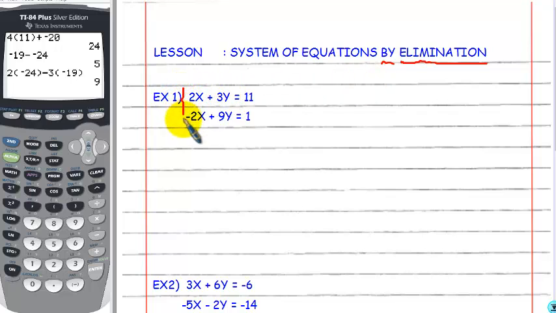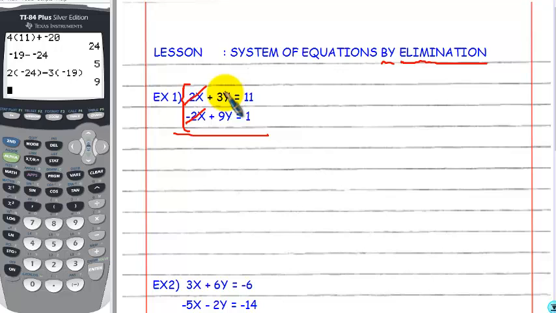I have two equations and I want to solve this system of equations. Using the method of elimination, you're trying to eliminate or cancel one of the letters. If you notice right here, I have positive 2x and negative 2x. If I were to combine them, they would cancel each other because one is positive, one is negative. You would subtract. So in other words, 2x and minus 2x cancel each other.